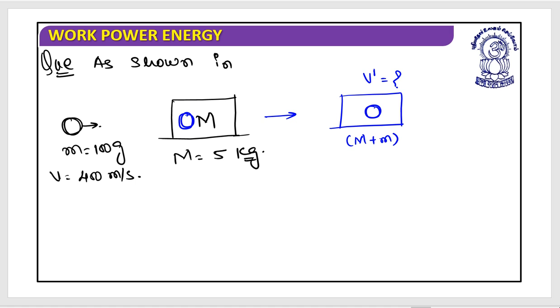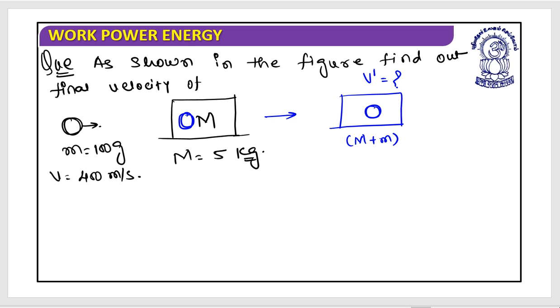The question is shown in the figure. As shown in the figure, find out the final velocity of the combined system. This is the requirement. So how will you do it? What could be done?